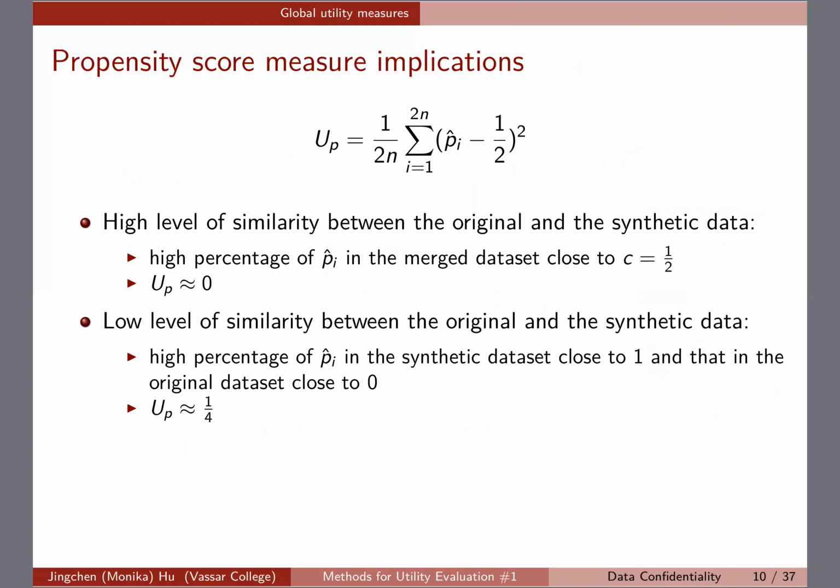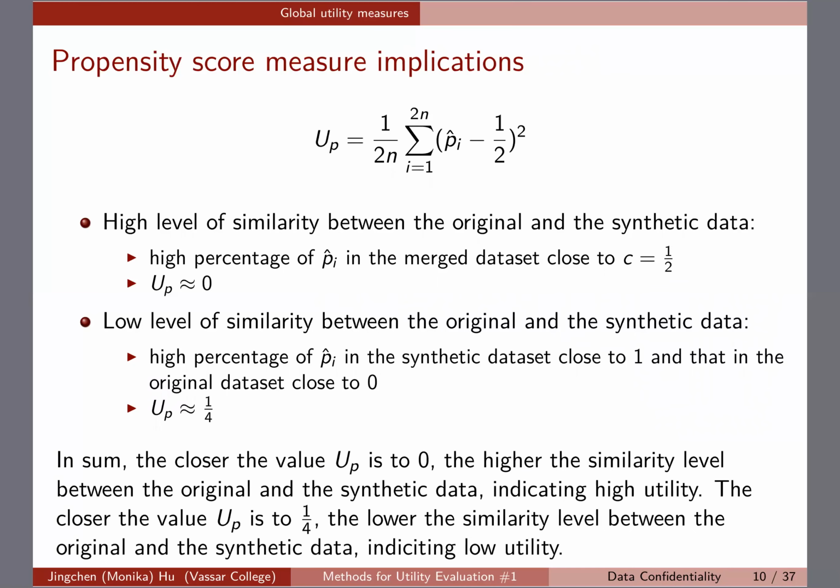So this is what I just talked about. When you set C equal to 1/2, a high level of similarity between the two data sets is going to result in U_P close to 0, and a low level of similarity is going to result in U_P close to 1/4. So this will be something we can use. The closer the value to 0, the higher the utility, and the other way around.